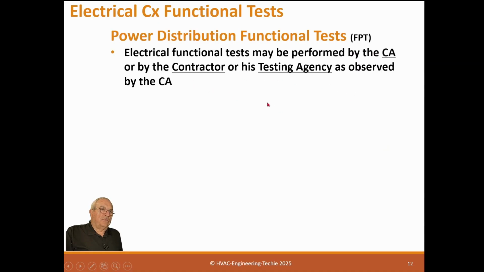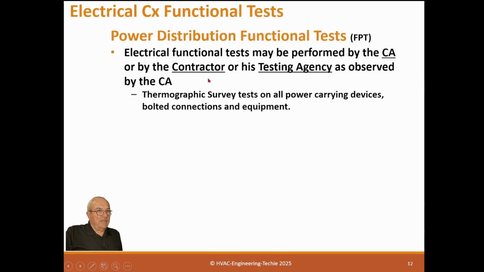Power distribution functional tests. Electrical functional tests may be performed by the CA or the contractor or the testing agency, observed by the CA. Now, if you're the commissioner, I wouldn't do this unless you've got qualified people on staff that know how to do this and have the equipment. If not, the best scenario is to have a testing agency on the site. You don't control that, right? The engineer specifies it whether they want it or not, because it is a cost. It's more expensive for a testing agency to do this than it is for an electrical contractor. But the quality of work is different also.